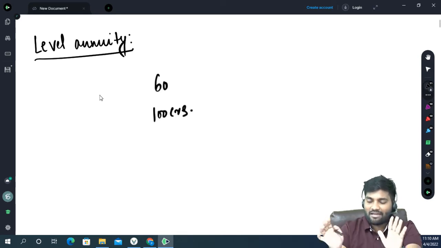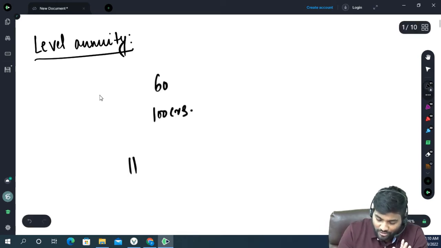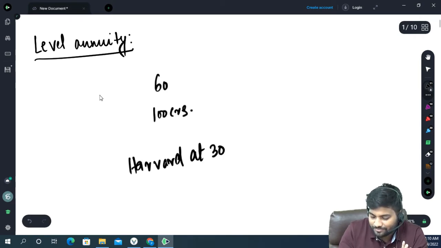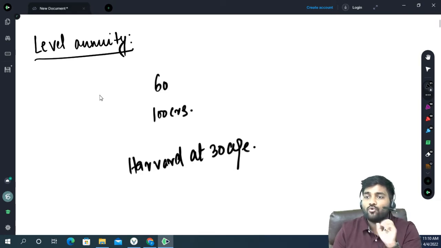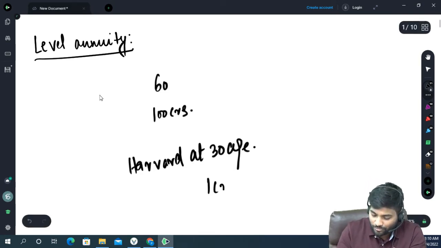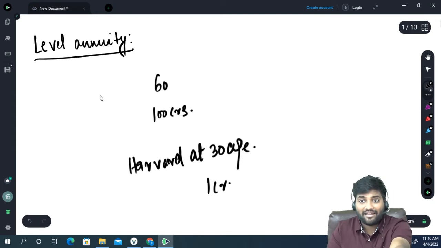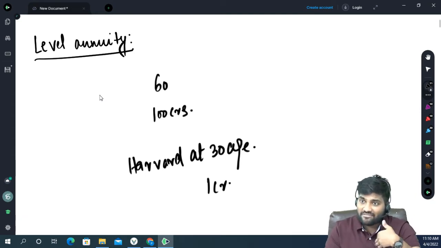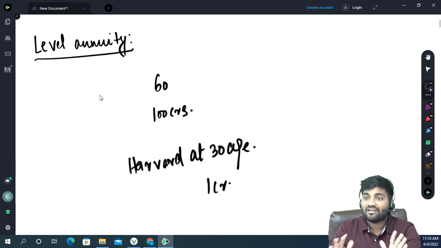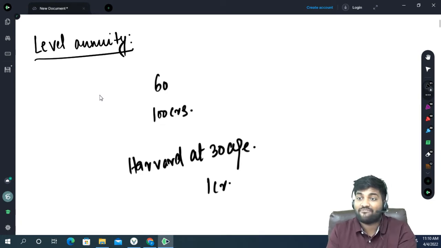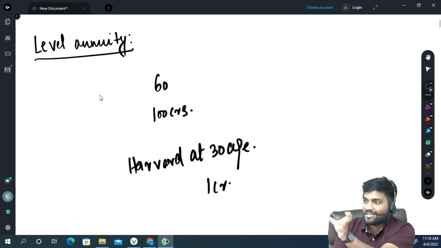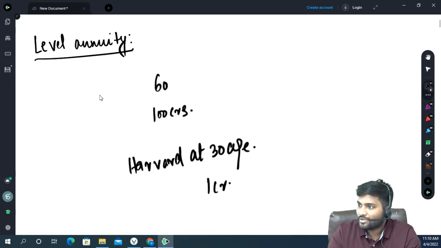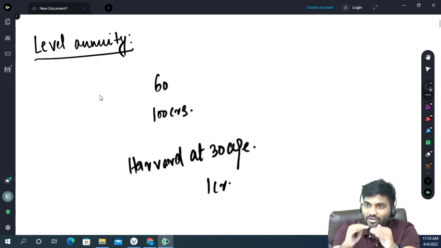Now let's say suppose I have a dream that I want to go to Harvard University at age 30. The cost of doing a 2-year MBA from there will be 1 crore. So I approach a bank at age 30, 5 years from now, I need 1 crore rupees. How much should I deposit every month? They are going to back calculate and tell me a specified amount. So basically it stabilizes your cash flows.